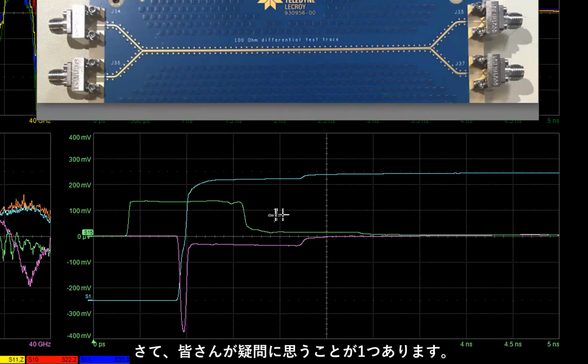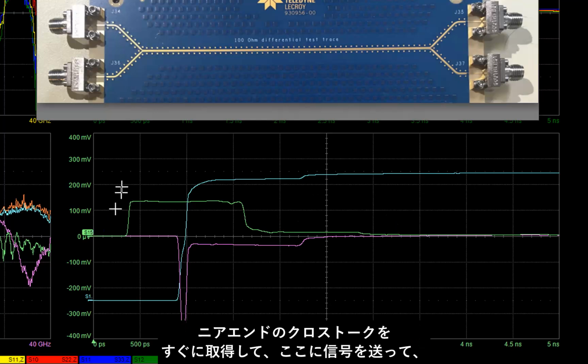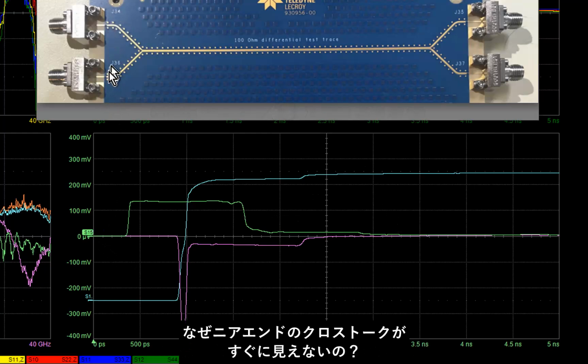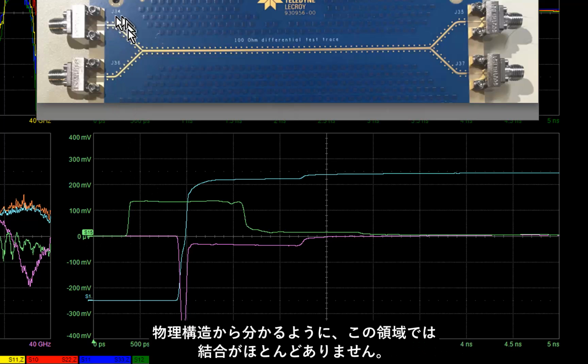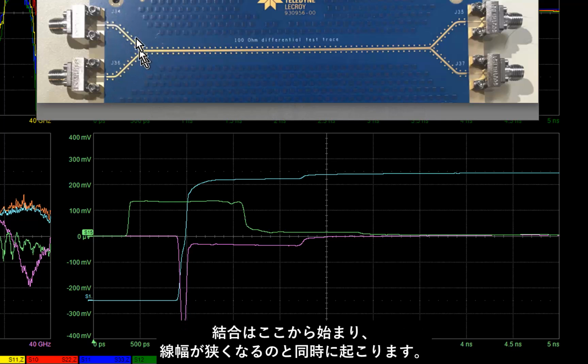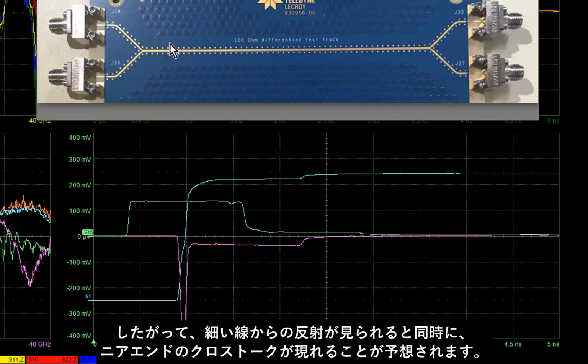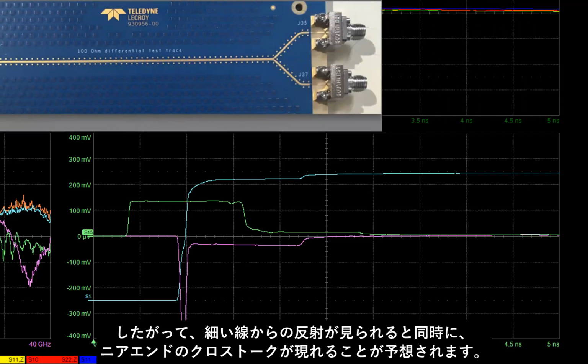Now, one thing you might ask is, wait a minute, why don't we get near-end crosstalk right away? We send the signal in here, why don't we see near-end crosstalk right away? Why do we have to wait this amount of time to see the near-end crosstalk? Well, you can see in the physical structure, there's really very little coupling in this region. The coupling begins right here, coincident with when the line width gets narrower. And so we would expect that at the same time we see the reflection from the narrow line, we're going to see the near-end crosstalk appear.